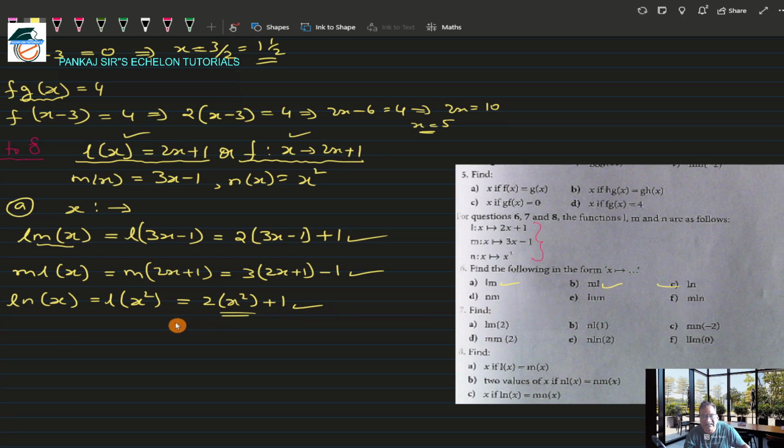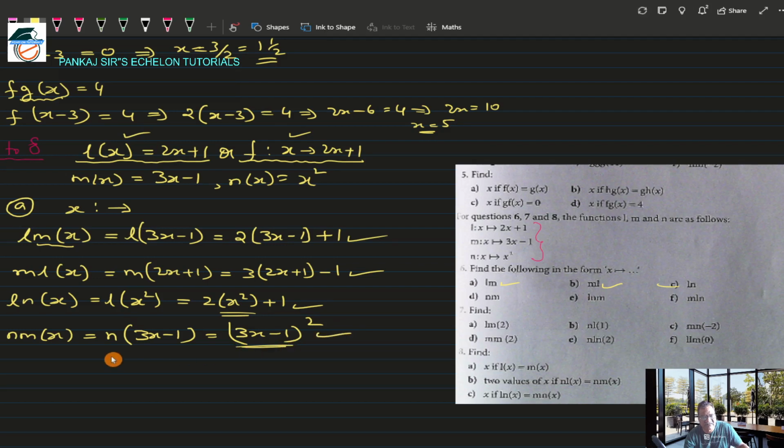Now D is NM of x. Starting with M of x, which is 3x minus 1, and there's an N in front of that. This happens to be N of 3x minus 1. So going into this N of x function, it is x squared. So this will become (3x minus 1) whole squared.